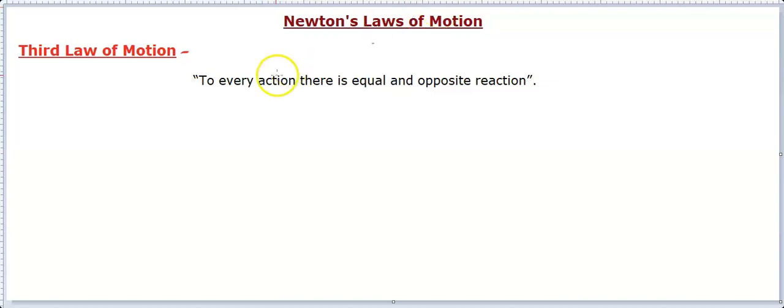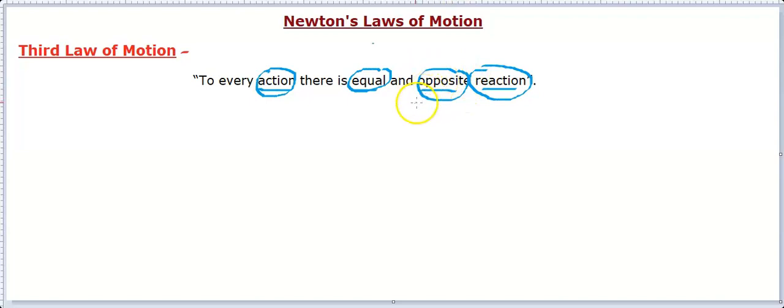And most of you must be knowing, in shortest form it can be written as: to every action there is an equal and opposite reaction. So it basically talks about action-reaction pairs. If there is any action, the reaction is going to be there. Reaction will be equal in magnitude and opposite in direction.